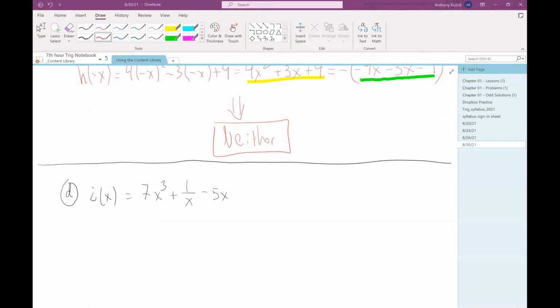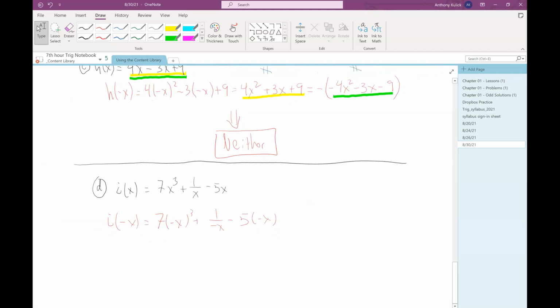What do you think? You guys ready to go through this thing? All right, let's do it. So I of negative x, 7 negative x cubed plus 1 over negative x minus 5 times negative x. Everybody good with that?